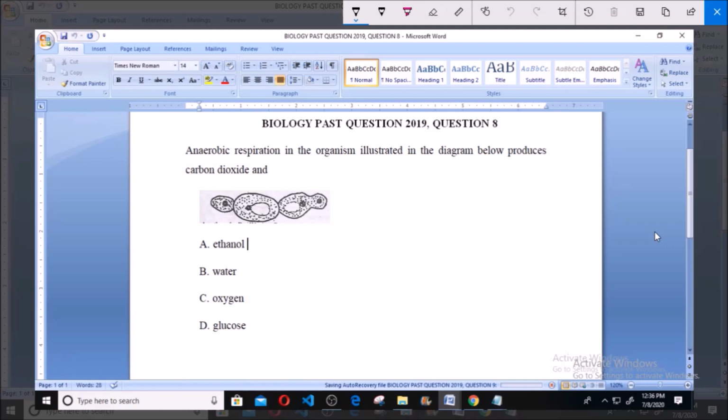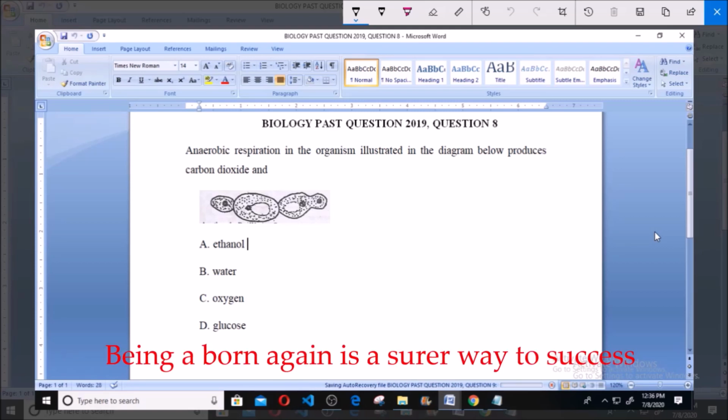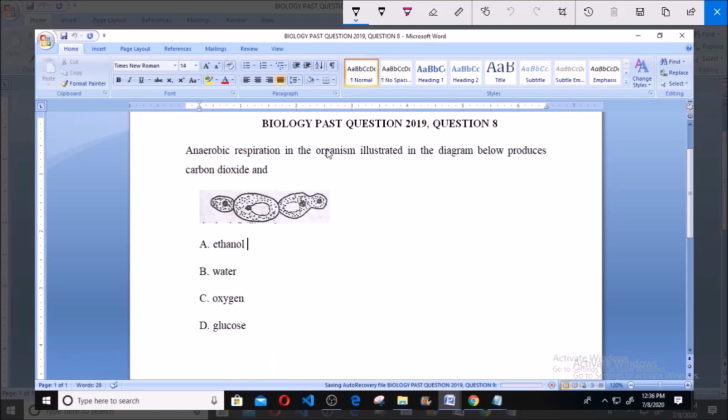Biology Past Question 2019, Question 8. Anaerobic respiration in the organism illustrated in the diagram below produces carbon dioxide and what? Now, A, ethanol, B, water, C, oxygen, D, glucose.